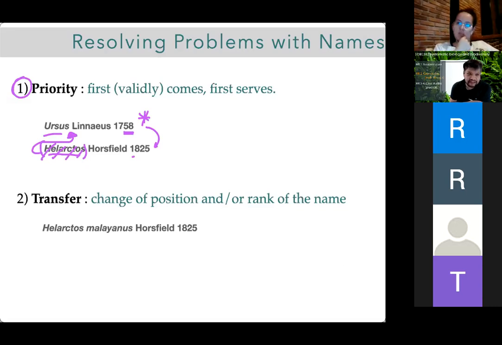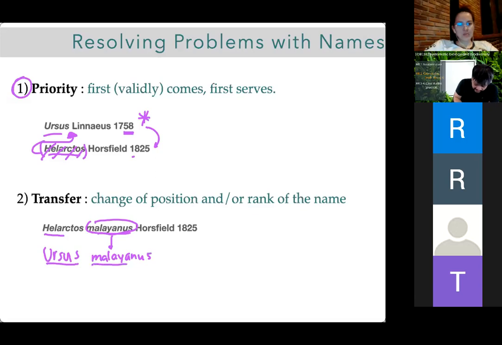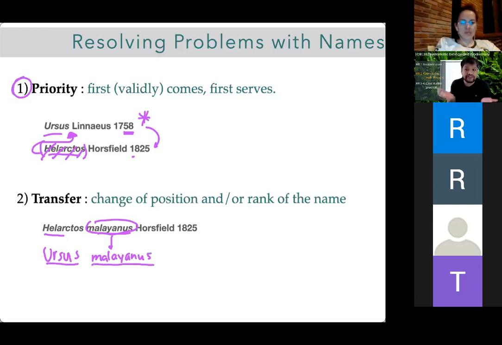Okay, and that leads us to the second point, which is transfer, which is a change in position or rank of the name. So now you're going to change this sun bear from Helarctos malayanus. You're going to get a new name, your new last name, Ursus. So now you move malayanus into Ursus. Now you are the same. You're still a sun bear, but you have a new last name, Ursus. Now you're part of the bigger royal bear family. Feeling good with yourself now?